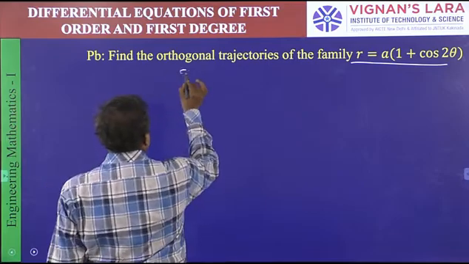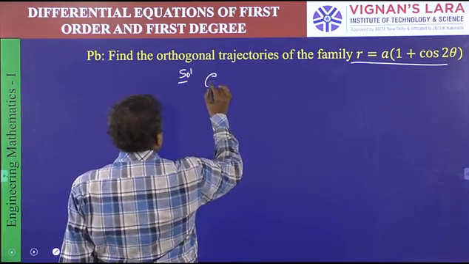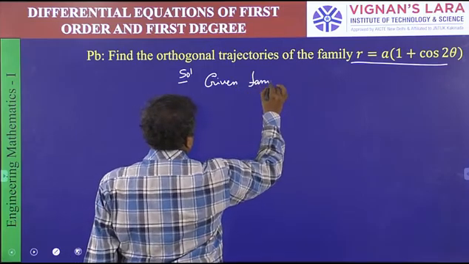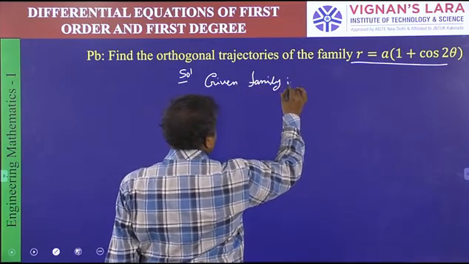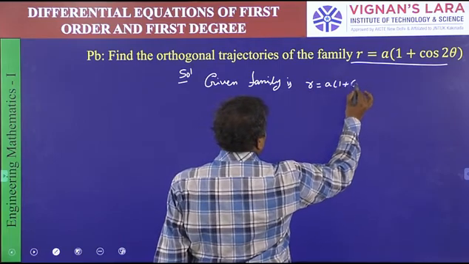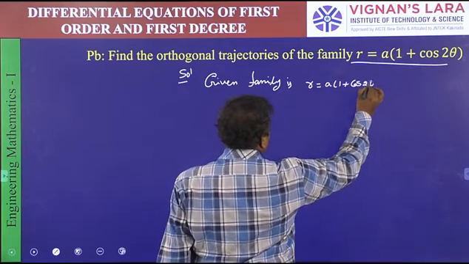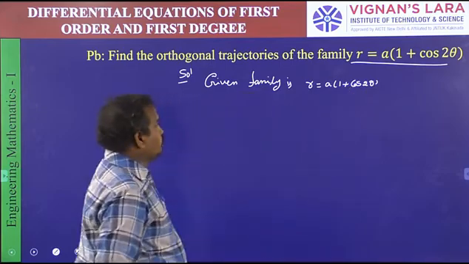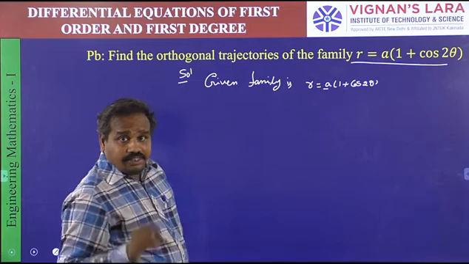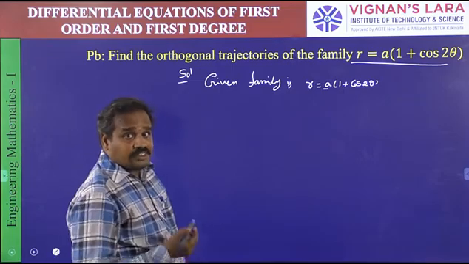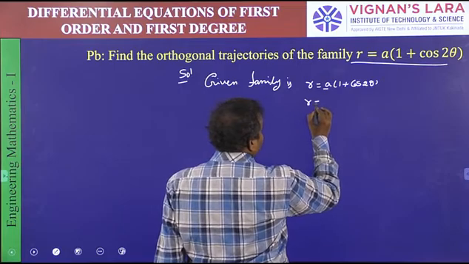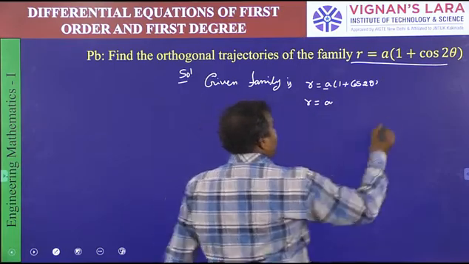So first, the given family is r is equal to a into 1 plus cos 2 theta. Here a is an arbitrary parameter. For our convenient purpose, I am writing this one as r is equal to a into cos 2 theta.